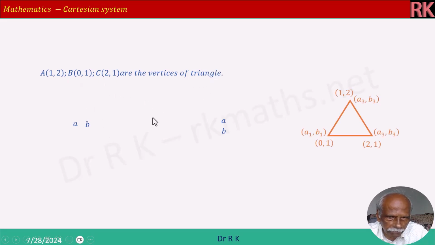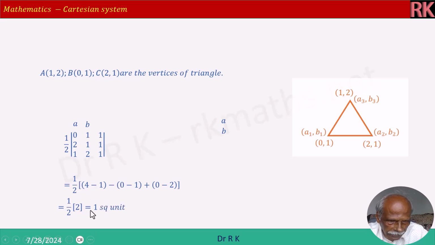We will do an example. A is (1, 2), B is (0, 1), C is (2, 1) are the vertices of a triangle. We will find the area of this triangle, and this is one way. We will get the answer as 1 square unit.